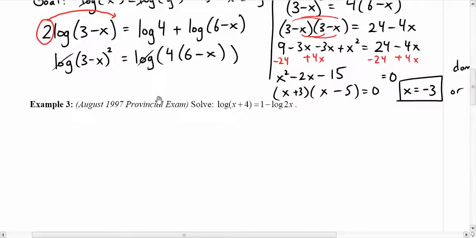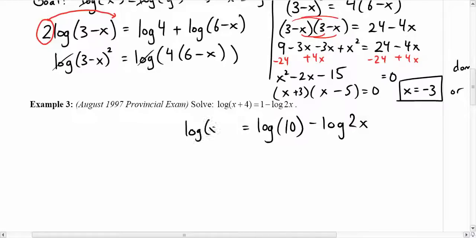Okay, now pause the video for a moment and see if you can solve this provincial exam problem using similar principles. So I hope you had a chance to try this problem on your own. The key to this one is changing the 1 to a logarithm. Since the other ones are base 10, we'll change the 1 to log of 10, because 10 to the power of 1 is 10, leaving everything else the same. So just like last time, the goal is to create one single logarithm on each side.